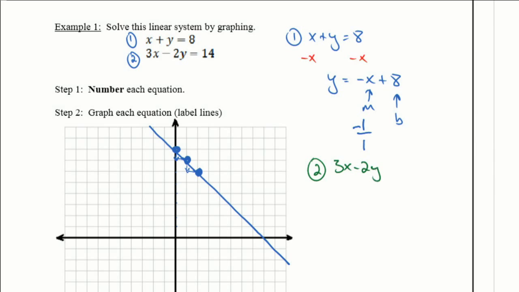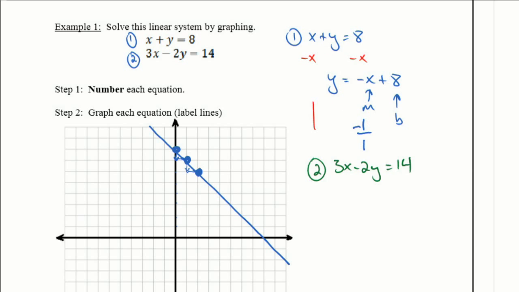All right, let's look at equation number 2 here. 3x minus 2y is 14. Now, I'm kind of tempted to find my x and y intercepts and go from there, but because I converted the previous one into slope-intercept form, I'm going to do that here as well. Now, I think it was Ava that asked a question like this the other day: why did I move everything to the side I did?